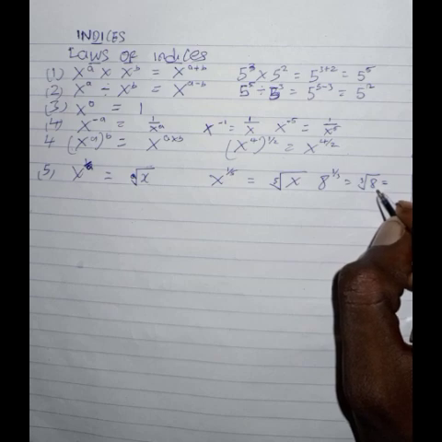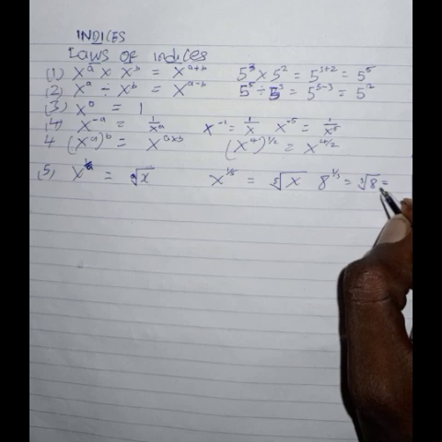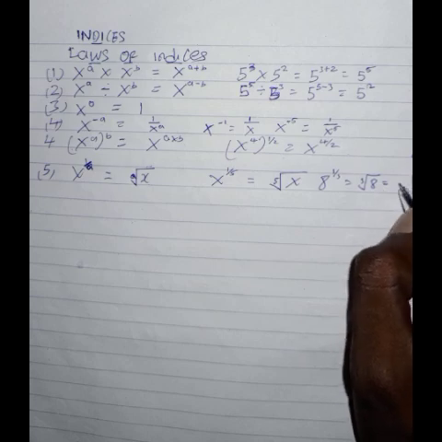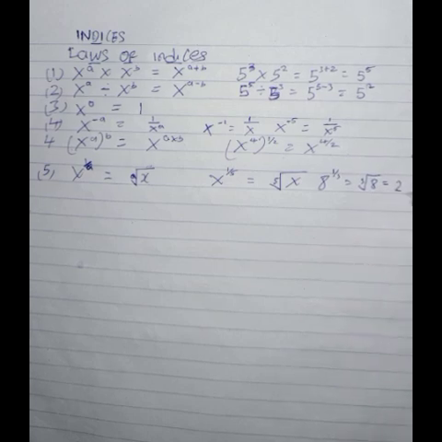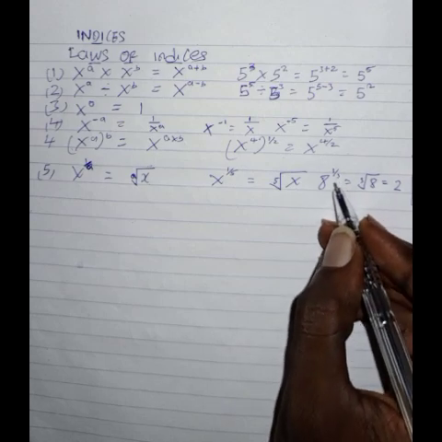That means, what is the number that I can multiply 3 times that will give me 8? That is 2. 2 times 2 is 4. 4 times 2 is 8. So the third root of 8 is 2. So that's what this is simply saying. The power becomes the roots.